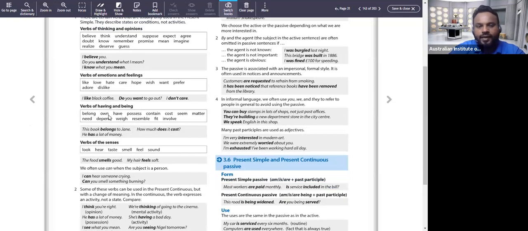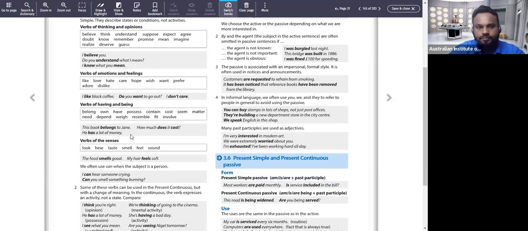Next, verbs of having and being: belong, own, have, possess, contain, cost, seem, matter, need, depend, weigh, resemble, fit, involve. For example, this book belongs to Jane. How much does it cost? He has a lot of money.